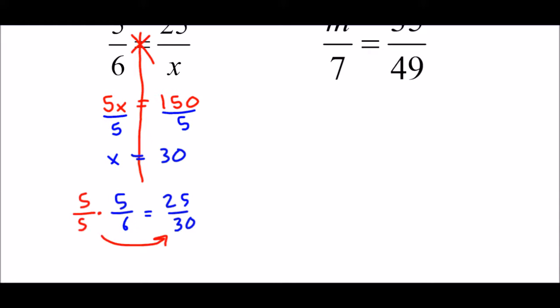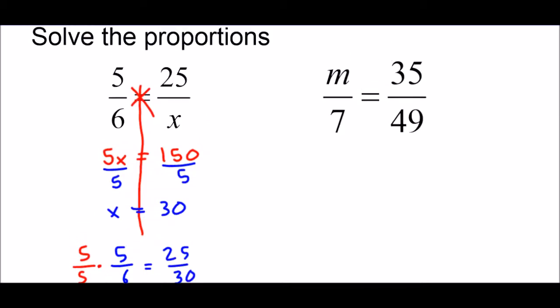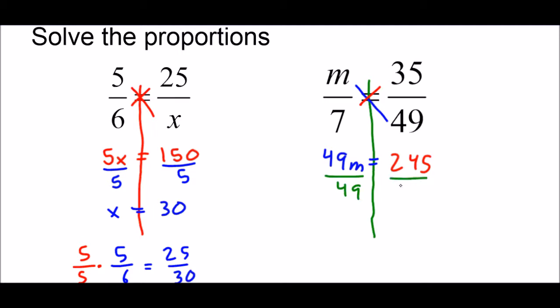So let's try solving another proportion. So I'm going to draw my brick wall to keep myself organized. And let's cross multiply. So I start with m times 49. So 49m equals, then I multiply 7 times 35, which is 245. And solving, I need to undo this multiplication. I divide, and so I get m equals, divide it by 49, and we get 5.